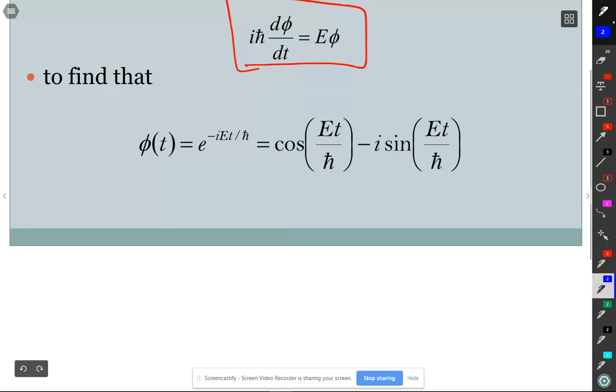And so I'm going to take this and separate the variables. So I'm going to multiply both sides by dt over i h bar.